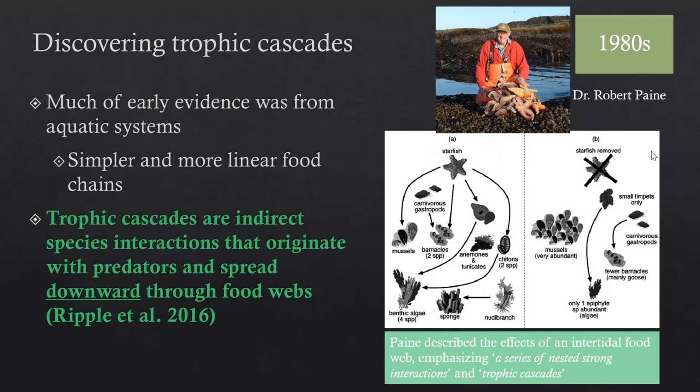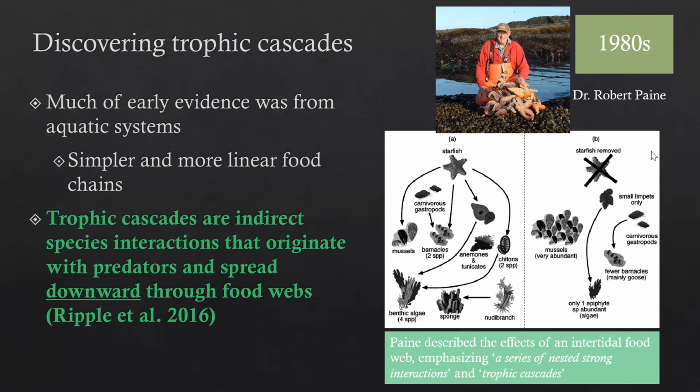In those areas where he removed the starfish, or where the starfish were absent, we have a much simpler food web. We have mussels that are very abundant because there's no predator keeping those mussels down, as opposed to the left side, where we only have a few mussels. We have only one species of epiphyte, and those carnivorous gastropods are much more frequent as well, and those result in fewer barnacles.